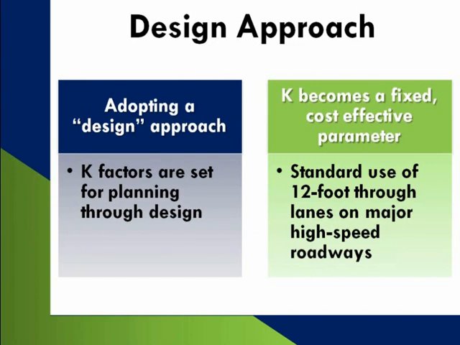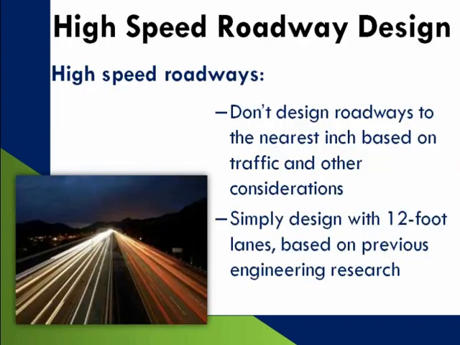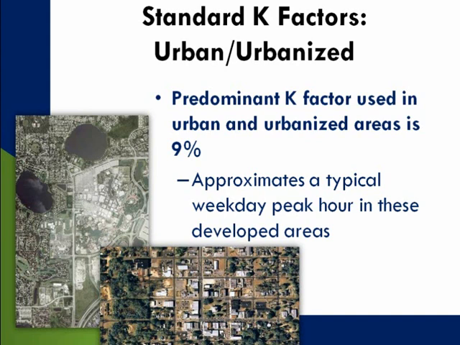It would be a similar concept to what we do in design with 12-foot through lanes. On major highways, we always design towards 12 feet. Well, should it be 12 and a half on our freeways where the trucks are, 11.5 on lower speed major highways? And probably so, but we don't do that. What we do is we set the standard at 12 feet. Reasonable numbers for the purpose. And that's what we would be doing with the K factor now. Rather than making it a variable, we would make it a fixed number based on area type and facility type.